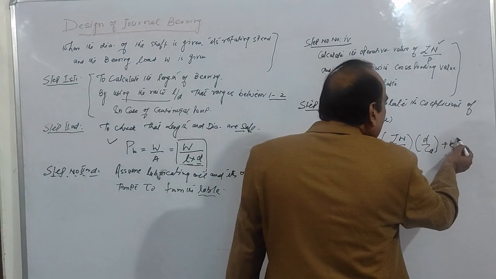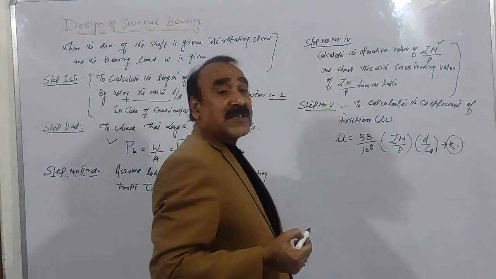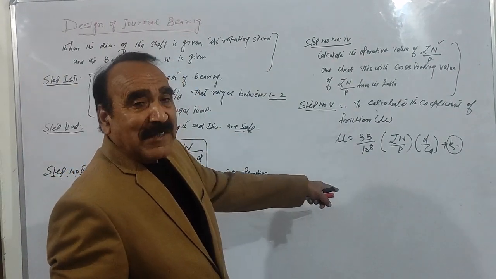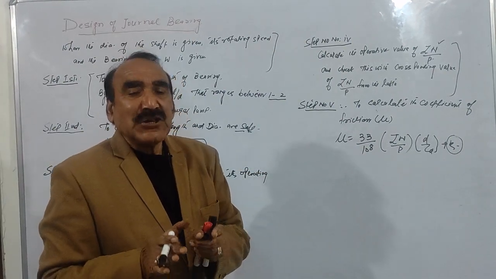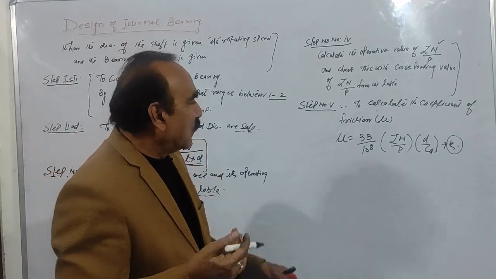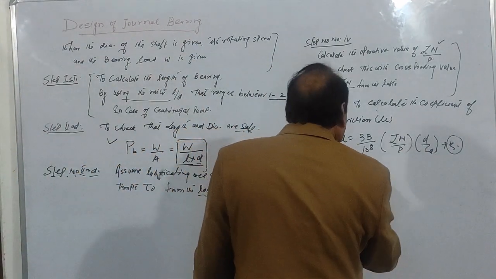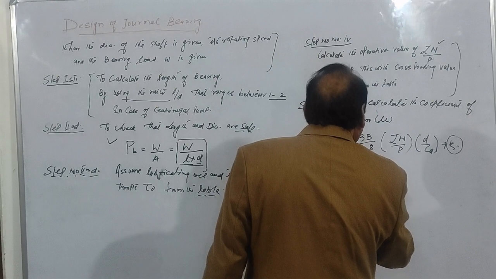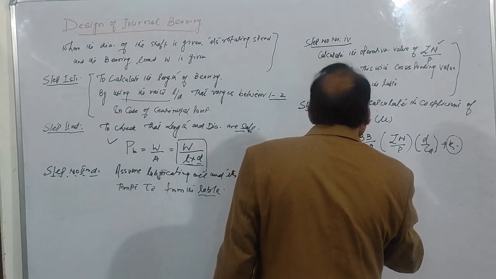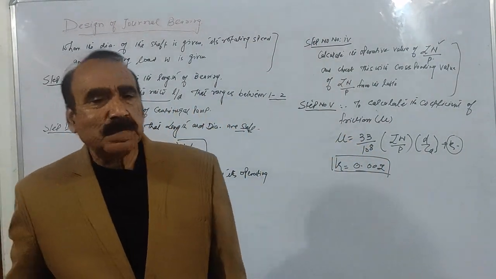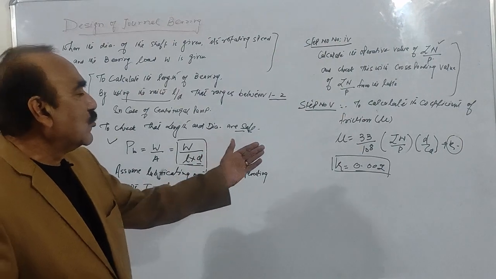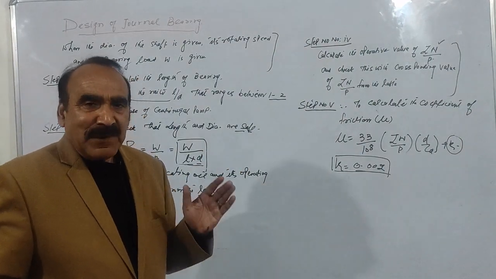And you know what is K? K is the end correction factor, or you can say leakage factor. This I have already told you. I am only writing all the parameters here in one place, so that if you design things, you know what type of values we have to take and use here. So the value of K is equal to 0.002 for all types of bearing, right? This is your step number 5.